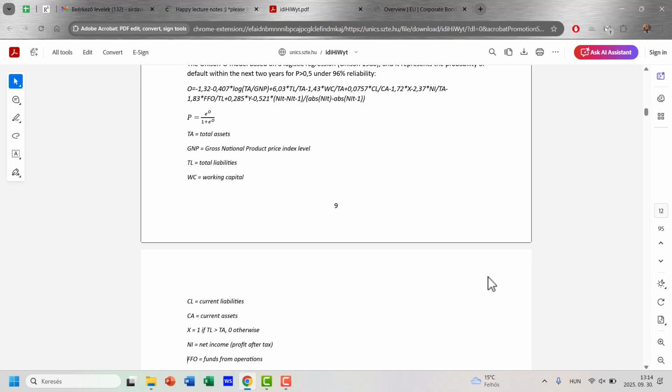So this too big to fail factor is there, that obviously if the company is big enough, then maybe they will be bailed out by government or by something else. So this is one relevant component. On the other hand, we can see that again, total liabilities to total assets is there as a variable. Working capital, so current assets minus current liabilities to total assets is there.